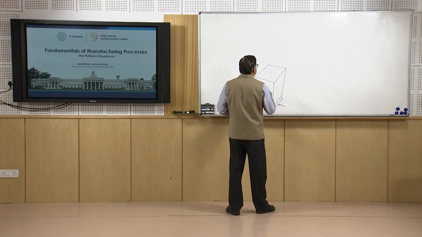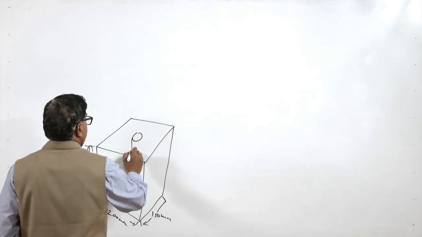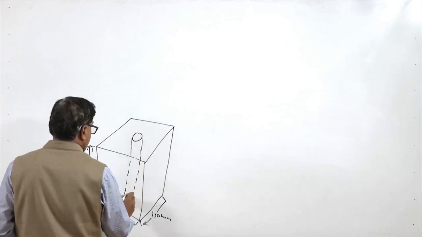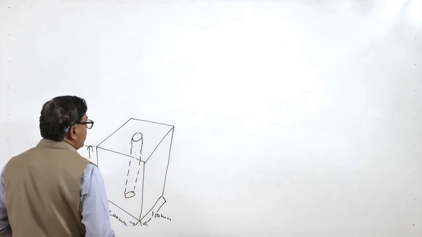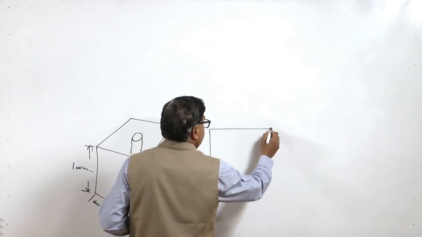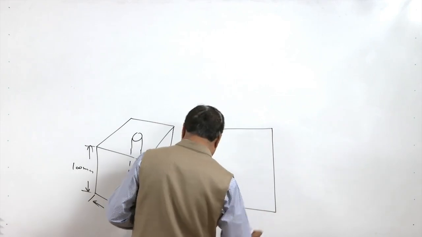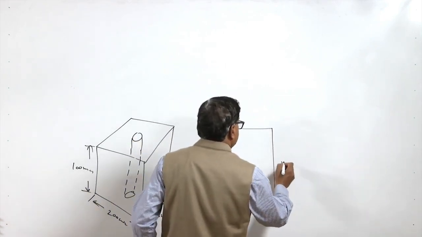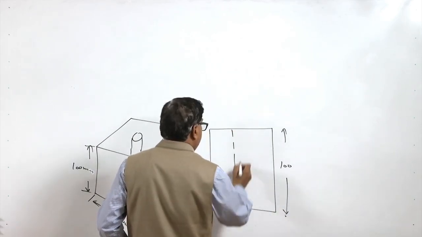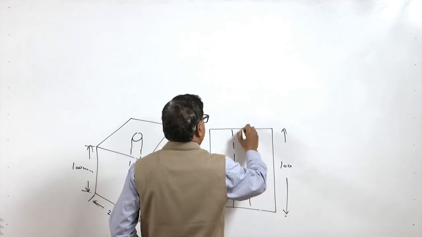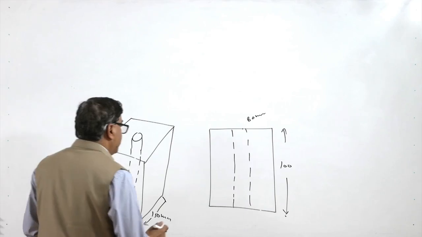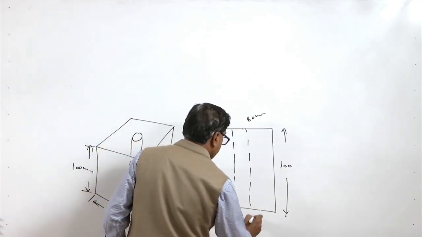Now, if it has one central hole like this, then we can show it this way in the front view, wherein this dimension is 100 mm and this hole is 80 mm. So, how to give the allowance? And this dimension is say 200 mm.